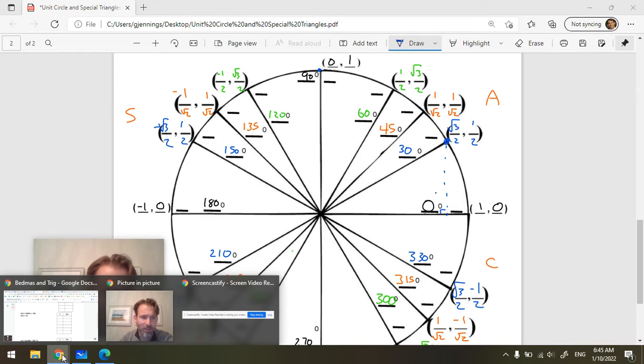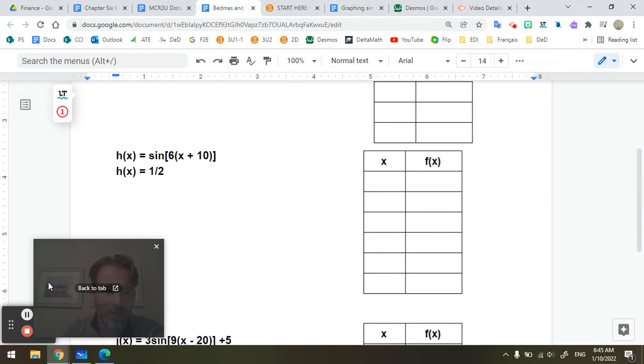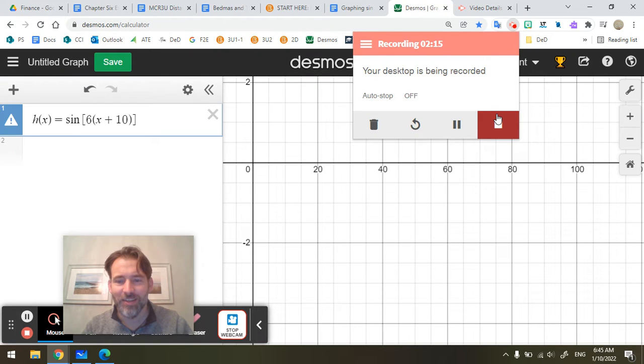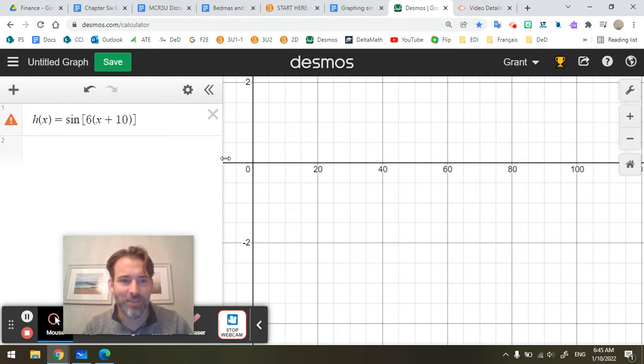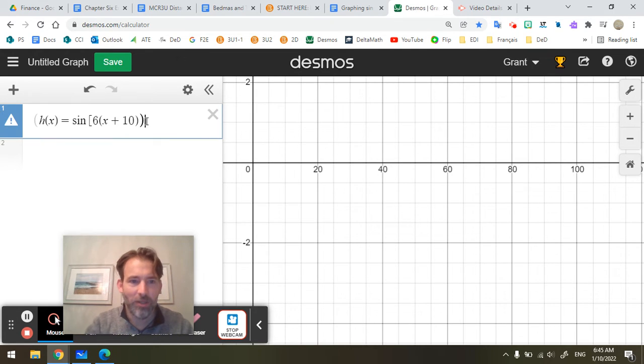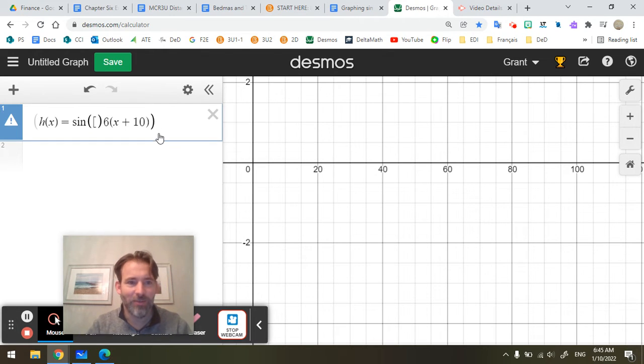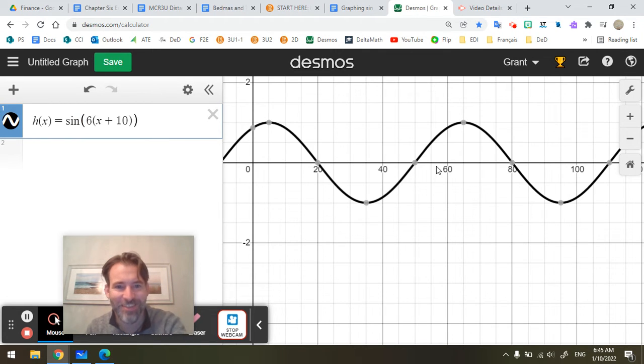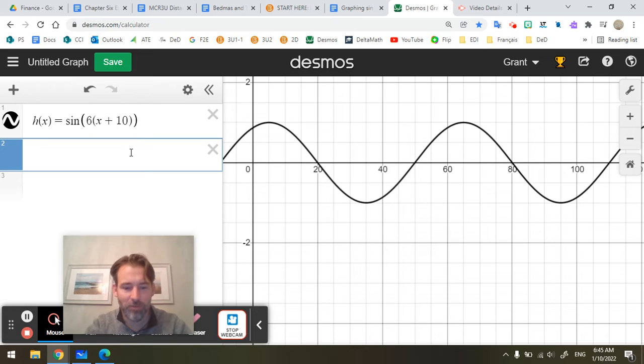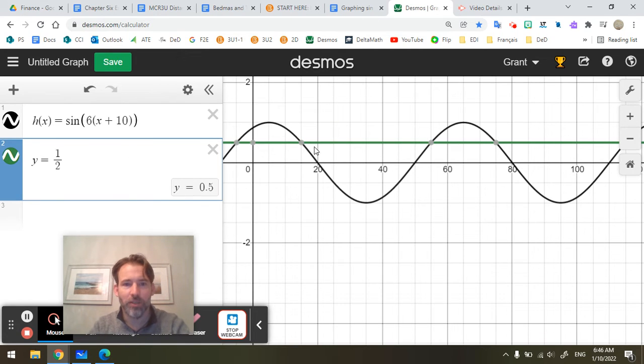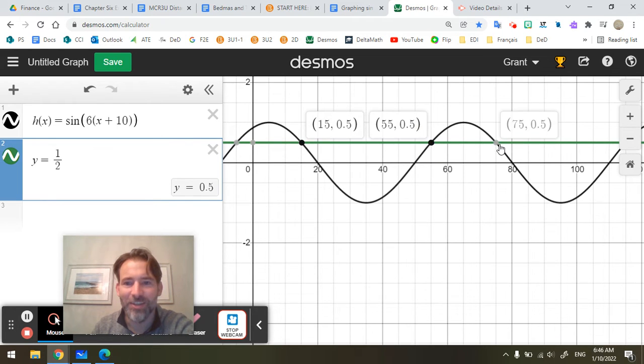Let me kick on some Desmos here. You'll notice that it doesn't show that, and the reason is don't use square brackets in Desmos. Use round brackets only. Desmos doesn't like square brackets. There we go. So we want to know when does this equal 1/2? y equals 1/2. So here's one solution, and here's another solution.